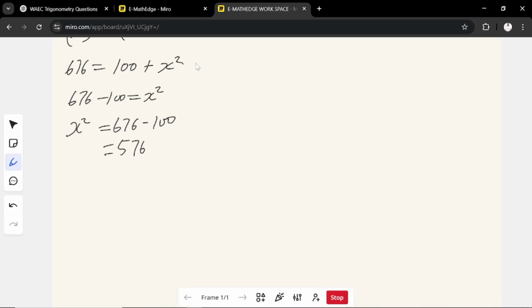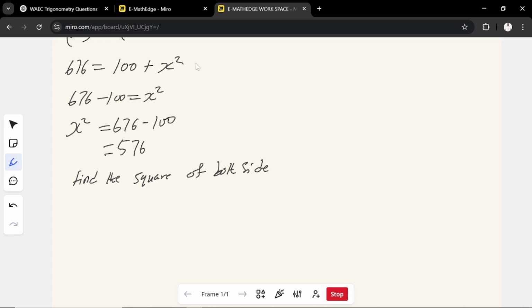So what we are going to do next is to find the square root of both sides. So let's do that. Find the square root of both sides. Whatever you do to the left hand side, you as well do it to the right hand side. So if we are finding the square root of x squared, in order to do away with the square, we must also find the square root of 576. Mind you, introducing the root is going to give positive and negative.